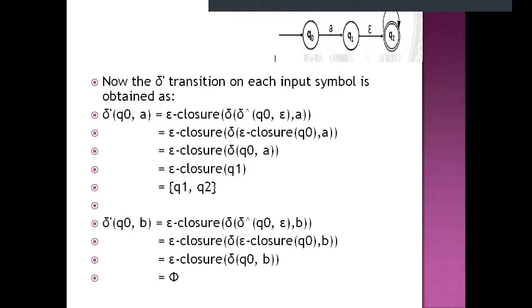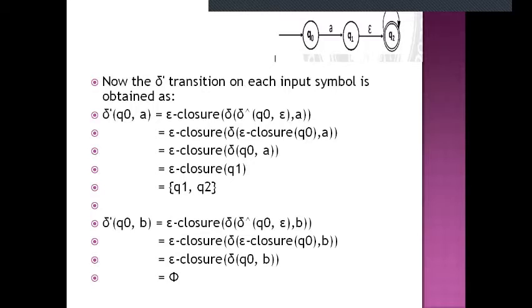We know the value of E closure of Q0. What is E closure of Q0? E closure of Q0 is Q0. So delta of Q0 comma A: from Q0, check whether there is any A movement. There is an A movement from Q0 to Q1. So what is delta of Q0 comma A? It is Q1. So now E closure of Q1. E closure of Q1 is Q1 and Q2.